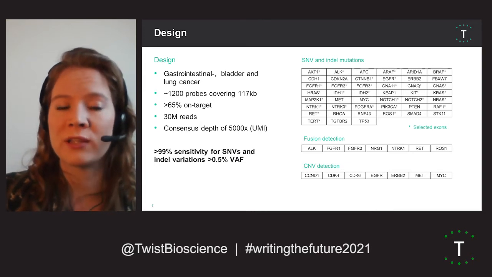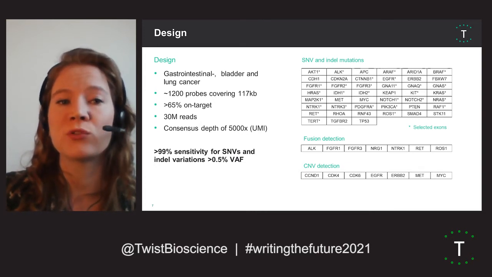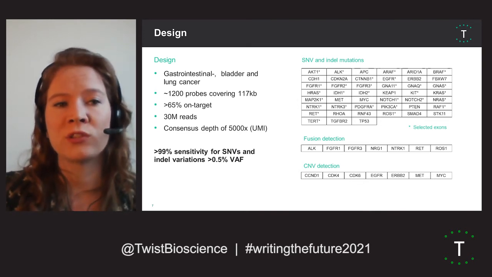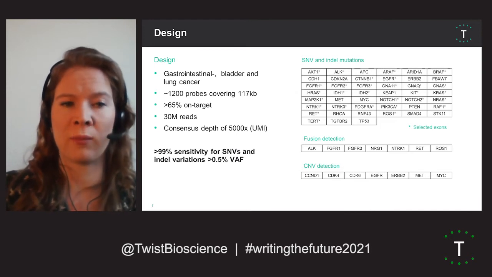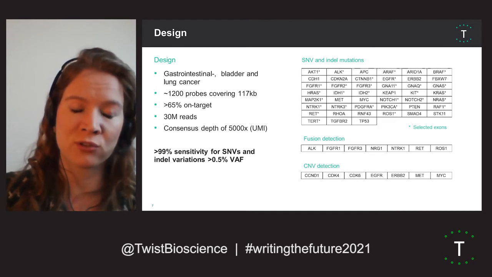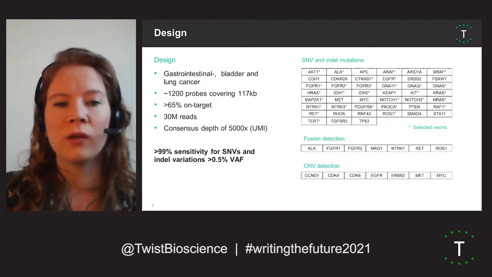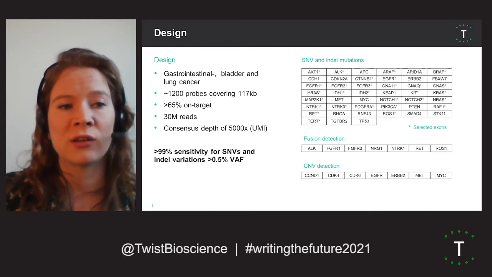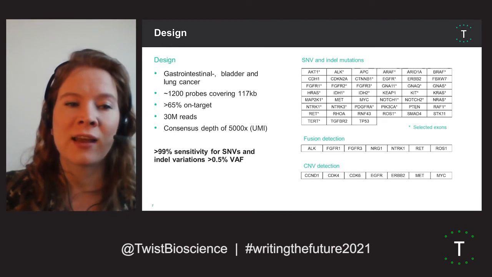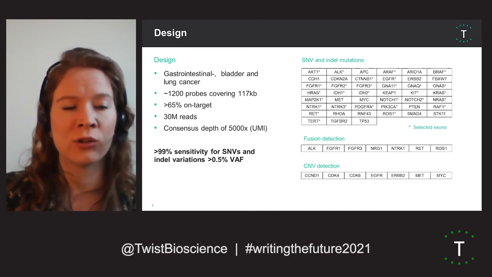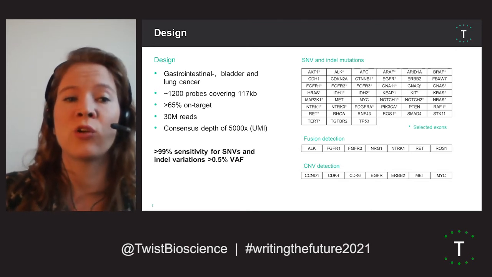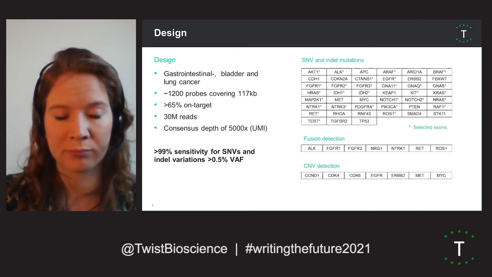We have 3 million reads that we'd like to obtain for our sample, because we need to sequence so deep to gain sensitivity. And using demultiplexing and making a consensus, we end up with a total depth of at least 5,000X. For clinical sensitive mutation detection, we developed the assay to get at least a 99% sensitivity for detecting single nucleotide variants and indel mutations of at least 0.5% variant allele frequency.